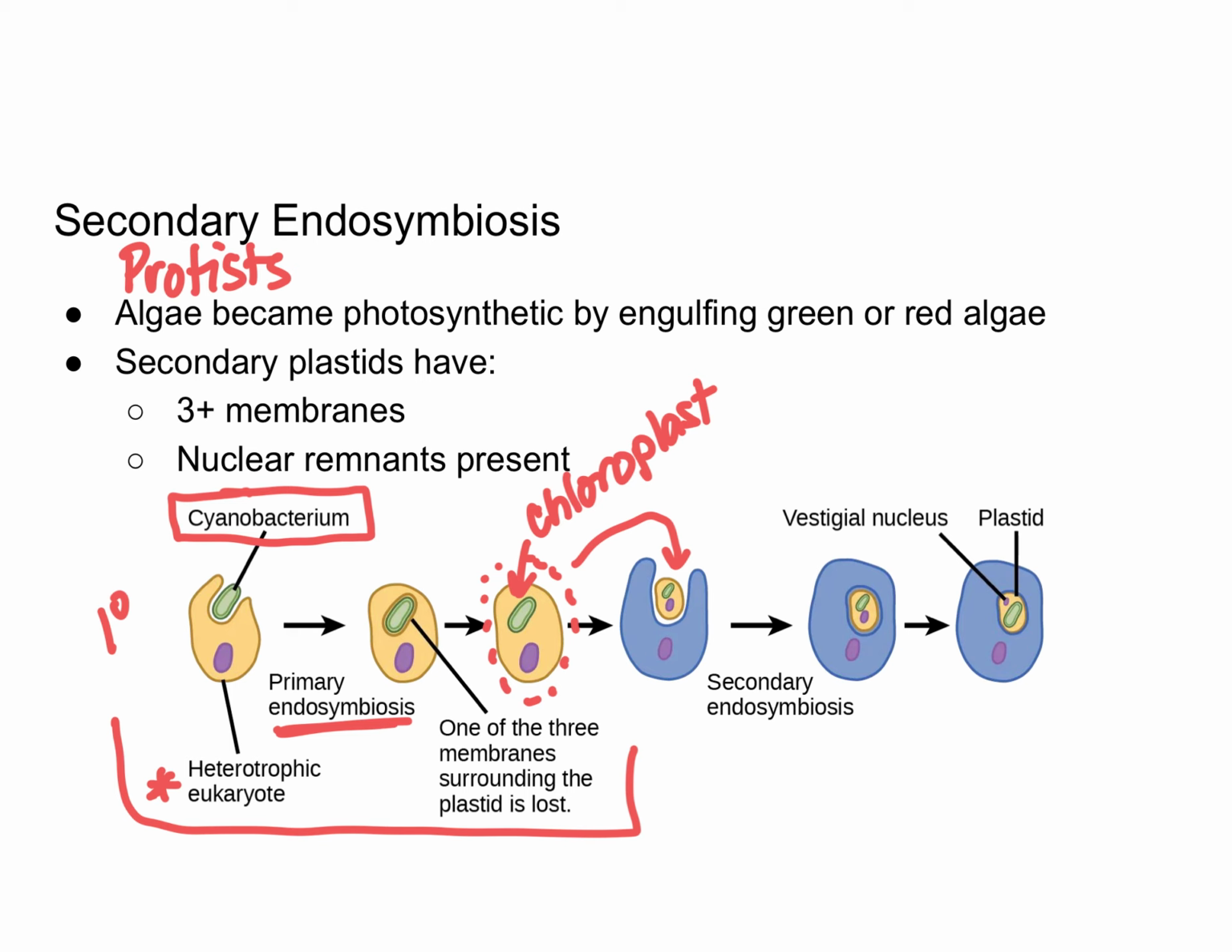And I just realized that this purple spot is not showing the mitochondria. That's actually showing the membrane-bound nucleus. So that's supposed to be the nucleus right there. And that's showing here. So here, this cell has a nucleus, but then the plastid has a vestigial nucleus. So essentially the remnants of a nucleus.